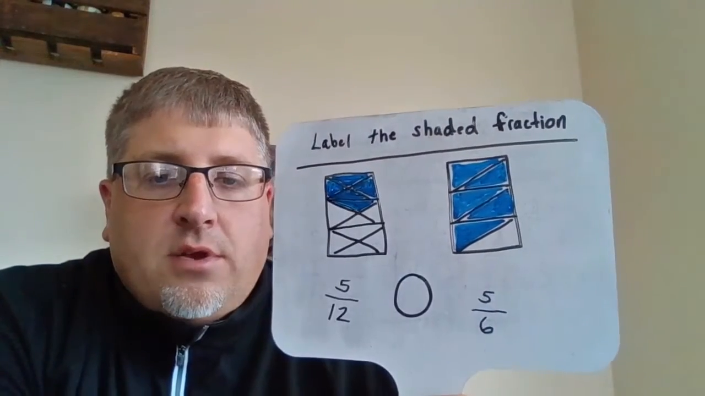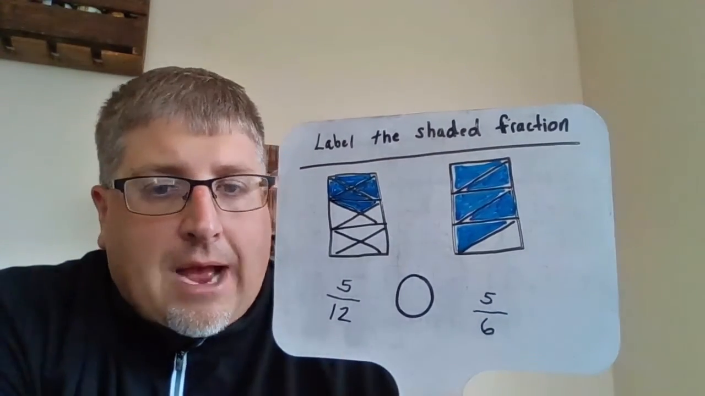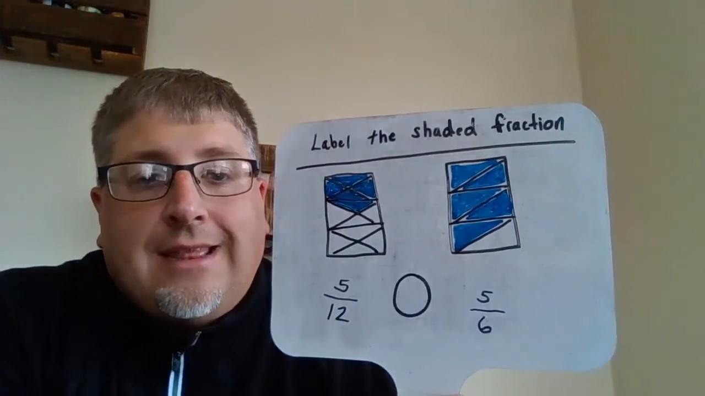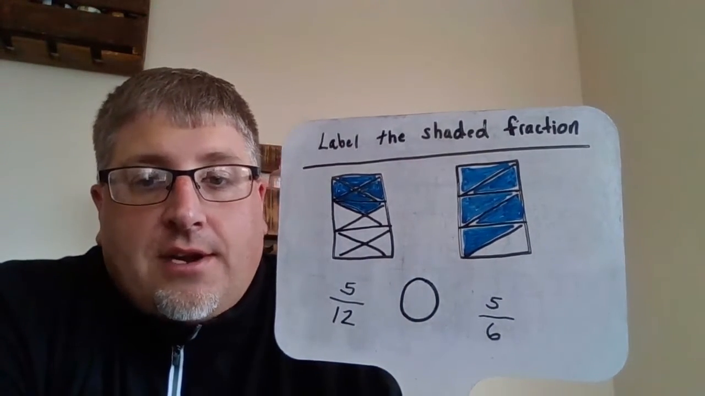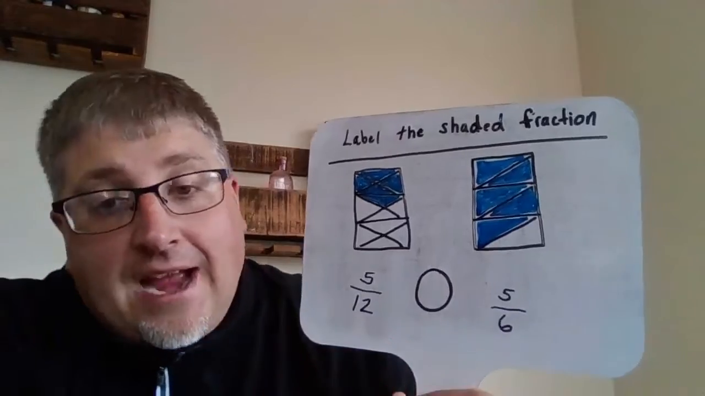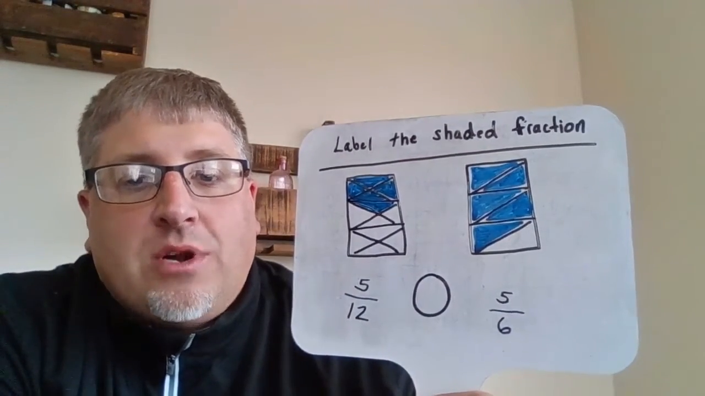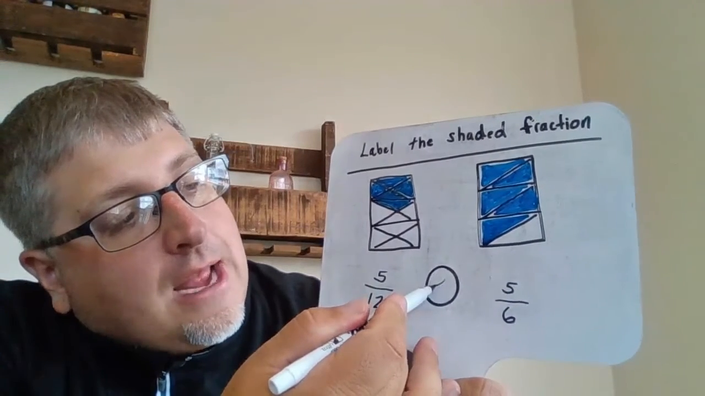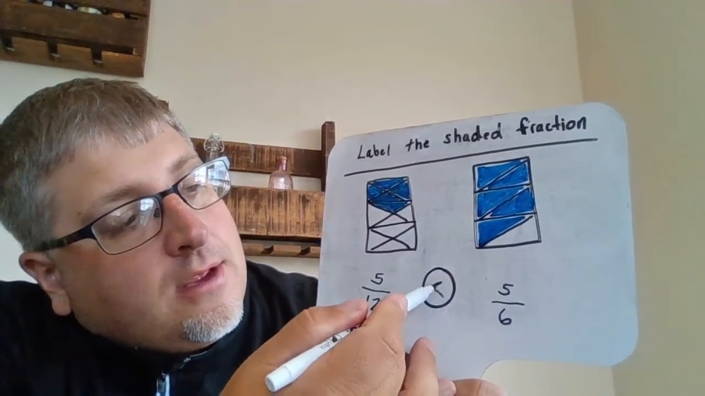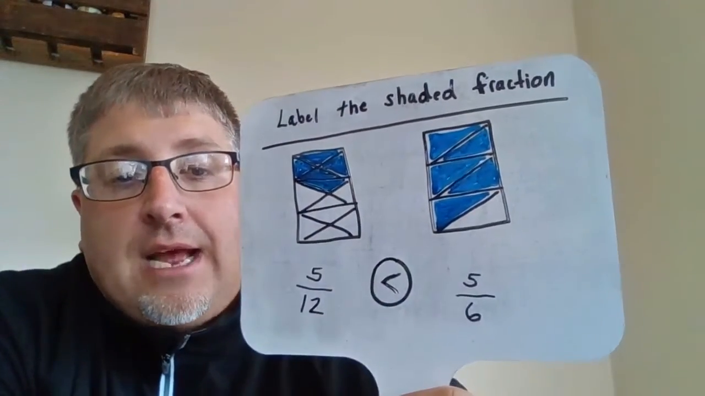Okay? So we want to know which one is greater than, which one is less than. Obviously, they're not equal. You can look at the pictures, and they are not equal. So what I like to do is look at the shaded areas here, and you can see that the 5/6 one has a lot more shading in it. You can see a lot more is taken up. So I want to come over here and have that big mouth eating up that 5/6. So that's how I put that in there.